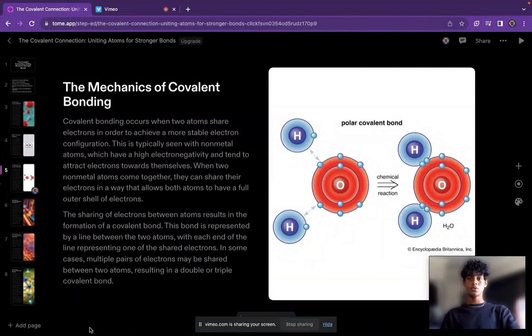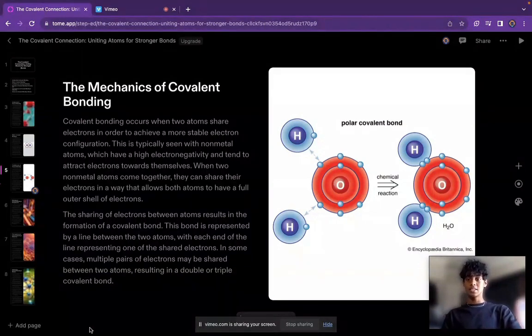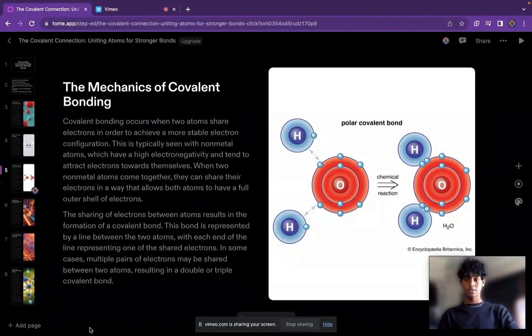Covalent bonding occurs when two atoms share electrons to achieve a more stable electron configuration. This is typically seen with nonmetal atoms, which have a high electronegativity and tend to attract electrons toward themselves. When two nonmetal atoms come together, they can share their electrons in a way that allows both atoms to have a full outer shell of electrons. The sharing of electrons between atoms results in the formation of a covalent bond. This bond is represented by a line between the two atoms, with each end of the line representing one of the shared electrons. In some cases, multiple pairs of electrons may be shared between the two atoms, resulting in a double or triple covalent bond.